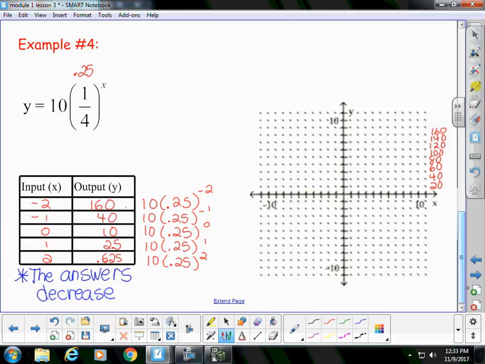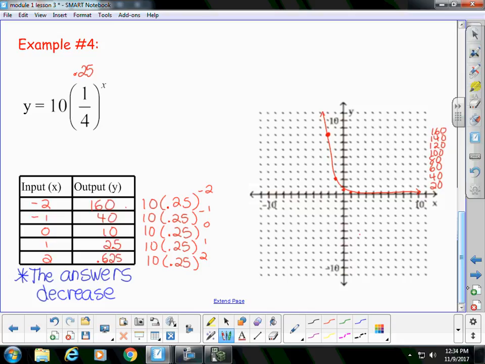Okay, so my first point is -2 and 160, so that's right up here. -1 and 40. So there's that big jump. It's just backwards from what it was on the other ones. 0 and 10, so that would be halfway. And now the next two get lower and lower, so they're going to be really close to the x-axis. The curve is going the opposite way this time. This one's a decreasing curve, and it's not going to cross the x-axis on this side.